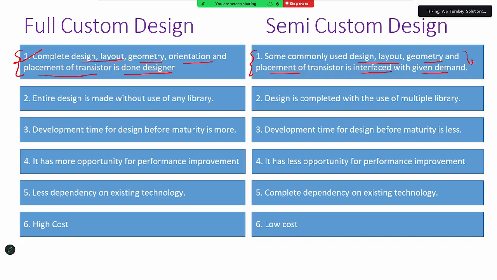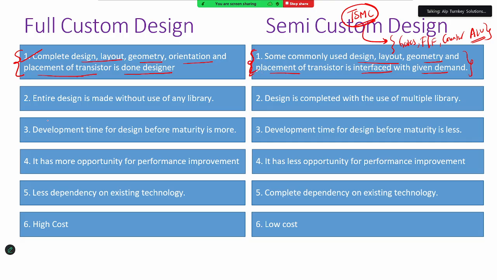So already some designs are there. Suppose you consider flip flops, gates, some counters, some predefined ALUs; they are already designed. Suppose one company, TSMC, this company will provide these semi-custom products. They will take from that, and they will interface for the given demand. So whatever the demand is, they will interface.